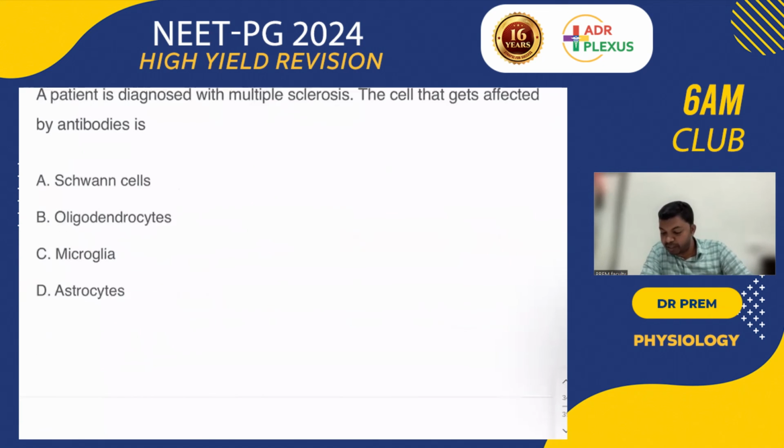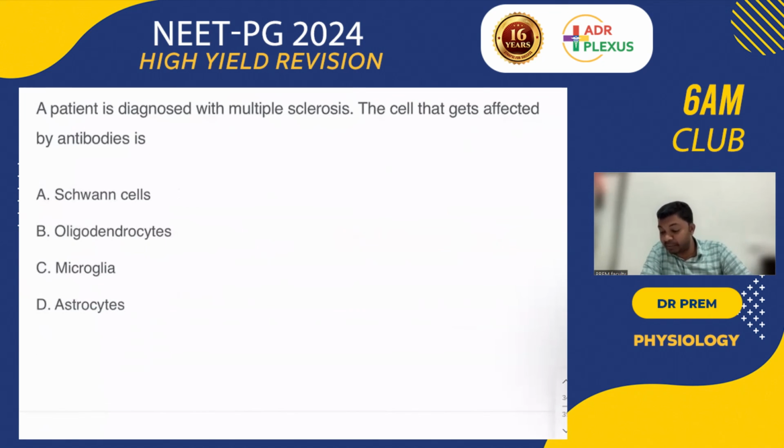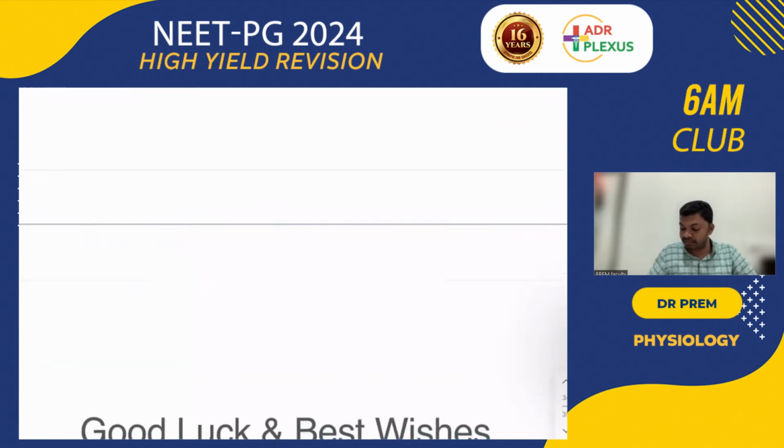All right. Very good. A patient is diagnosed with MS. The cell that gets affected by antibodies is? Beautiful. Oligodendrocytes. Schwann cells are getting affected in Guillain-Barré syndrome. So microglia, no way. Astrocytes, no way. B is the right answer, guys, and that completes our discussion.